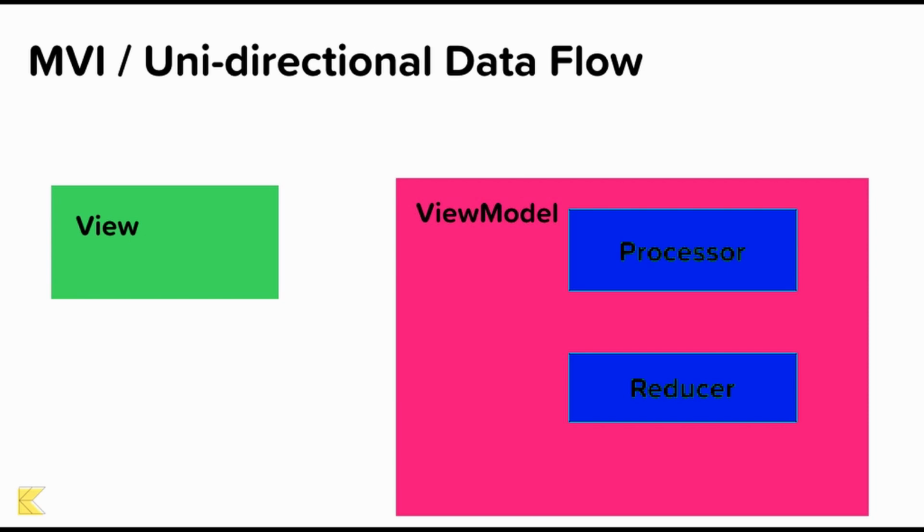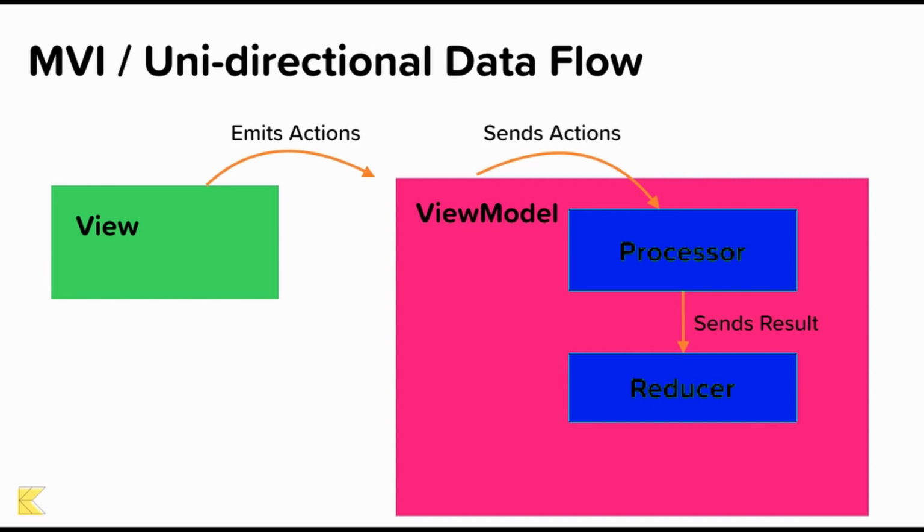But basically, MVI, or unidirectional data flow, has the concept of your view, which you're used to, and your view model. And inside your view model, you can have your processor and your reducer. These are the components. What happens is on your view, you would emit different actions to the view model, right? So our actions could be something like change the color, or add a new text layer, or do something like that. And then the view model sends these actions to the processor, okay? And the processor and the reducer work together. Skip the part about change result, don't worry too much about that.